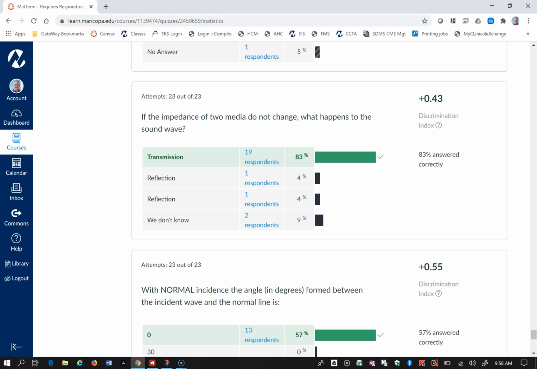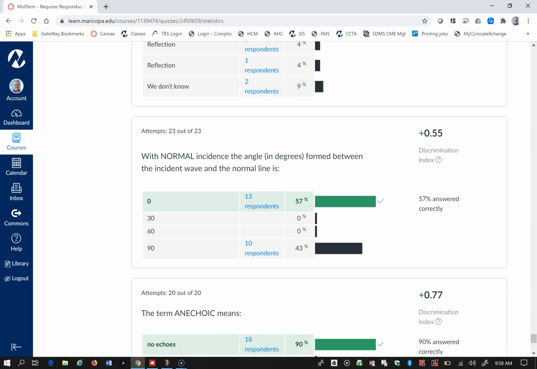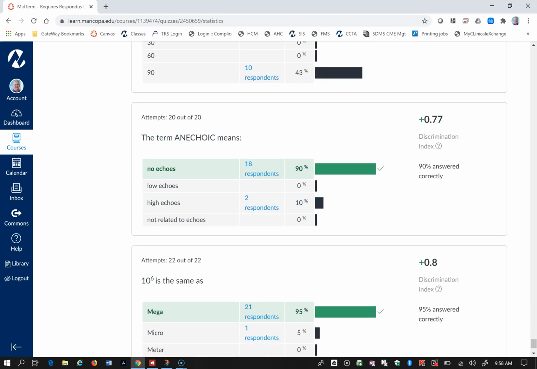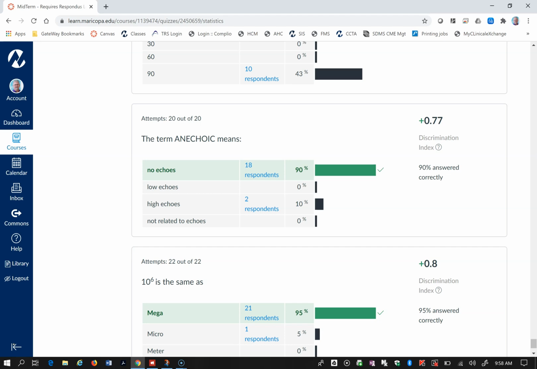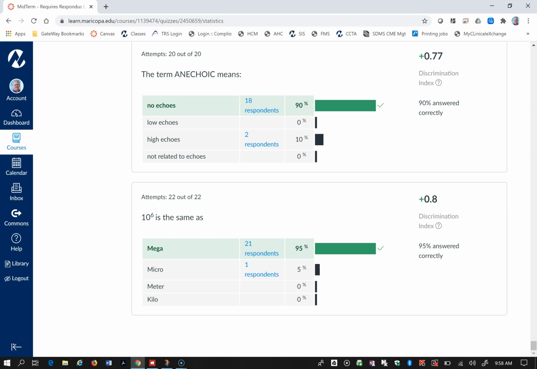If the impedance of two media do not change, what happens to the sound wave? It is transmitted. It just continues on. If there's no reflection, then the sound wave just continues. Next question. With normal incidence, the angle in degrees formed between the incident wave and the normal is 0. So the difference between the incident wave and the normal line would be 0 if the incident wave is a normal line, which is what this question states. So 0 degrees. The term anechoic means without echoes, so the correct answer is the first one. Last question, 10 to the 6 is the same as mega. That concludes our review of the midterm.